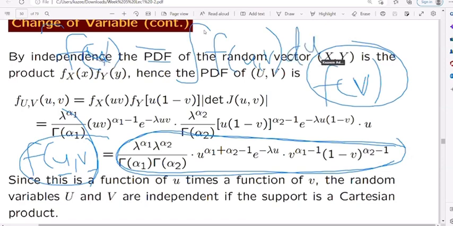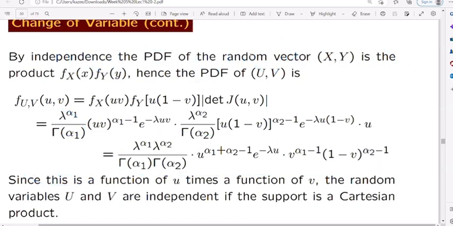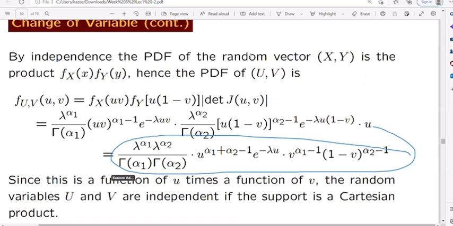Now, what I'm going to do next, after I've gotten this f of uv, is integrate this with respect to u. Don't forget I told you, we did not need u initially.